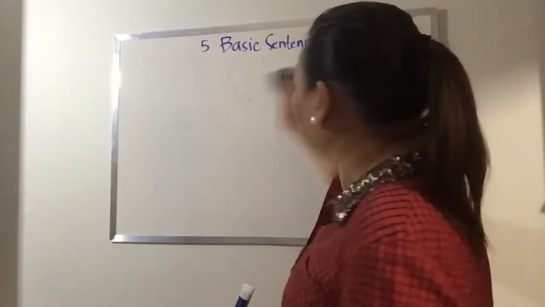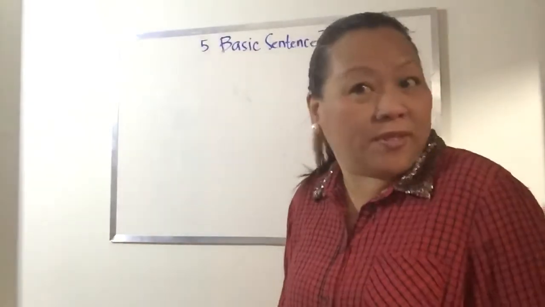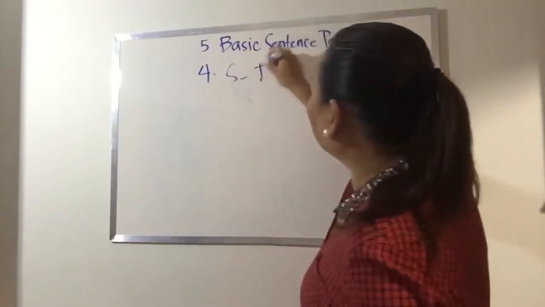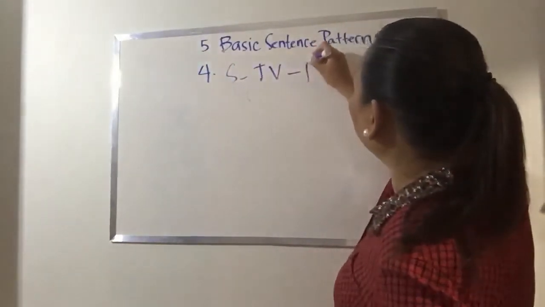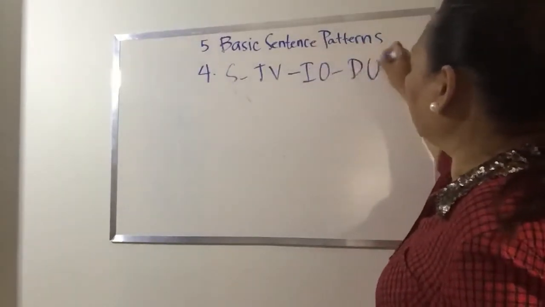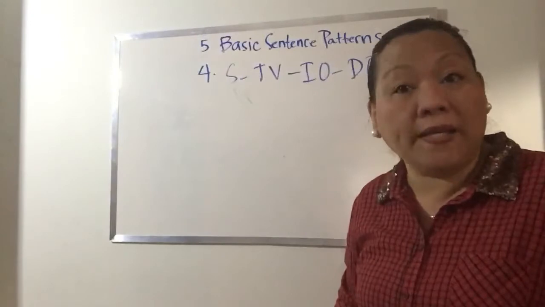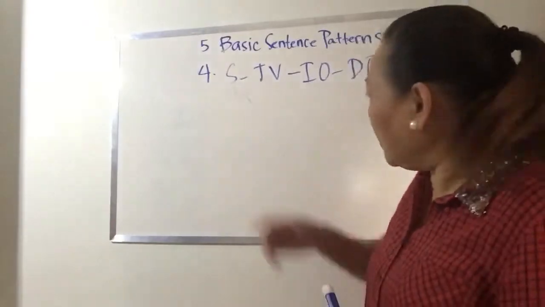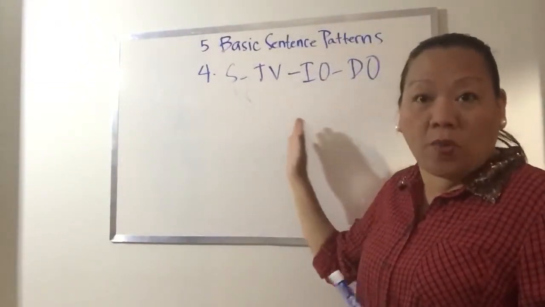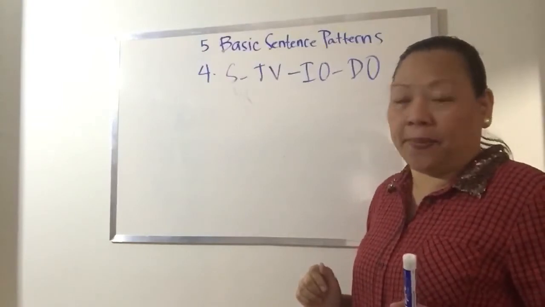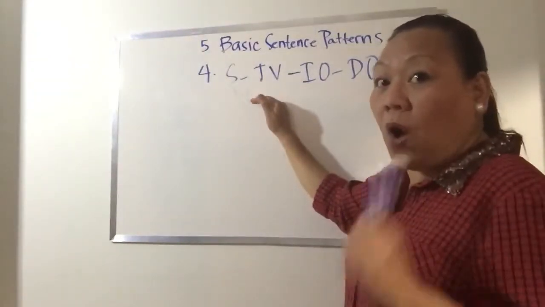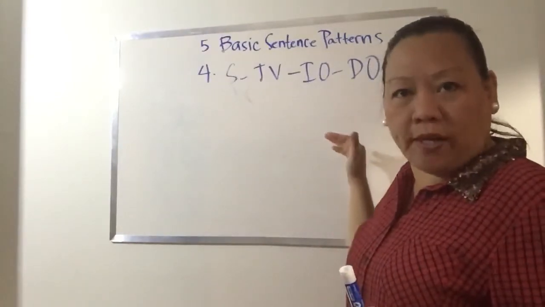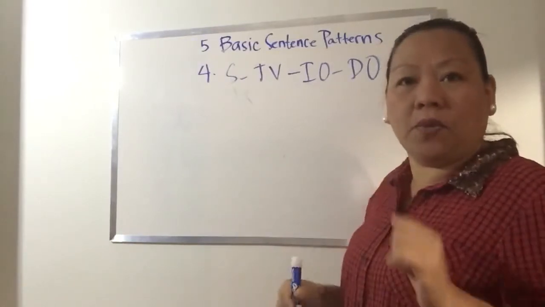Okay, so let's move on to number 4. We still have time. Subject, transitive verb, indirect object, direct object. So this is basic sentence pattern number 4. Well, it's not complicated, don't worry. So subject, transitive verb, indirect object, direct object. Remember that a transitive verb always needs an object to receive the action, but this time there are 2 objects. One is indirect, while the other one is direct.